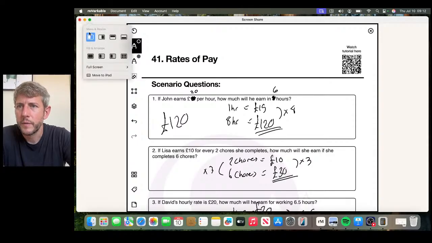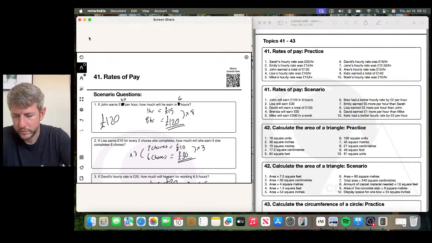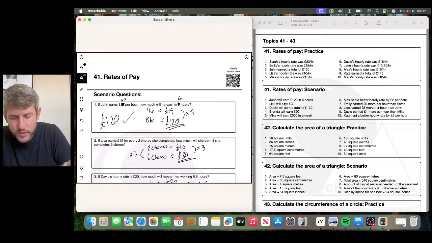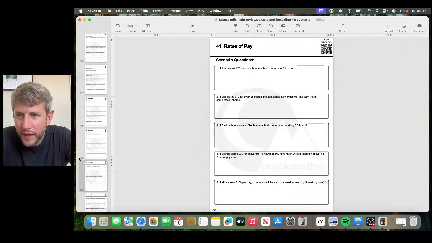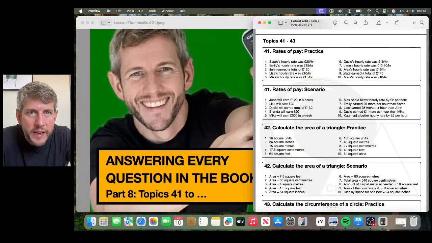Okay, so here we go. Question 1 is £120. Oh no, well it says in the 8 hours here, so I've got to go back and change that anyway. And so that's now, let me just check which page that is. 362. Sorry about this.